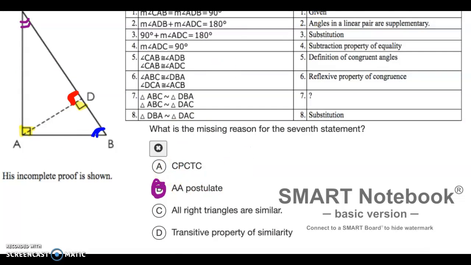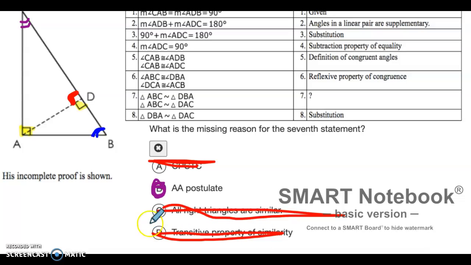Let's look at why the other answers are incorrect. Here for A, CPCTC. Remember, that means corresponding parts of congruent triangles are congruent. You can't use that until after you've established similar triangles. So that is out. All right triangles are similar. That's something that we've never talked about, so that's out. And then the transitive property of similarity is not a property of similarity that we've talked about. So here we know the answer has to be the angle-angle postulate.